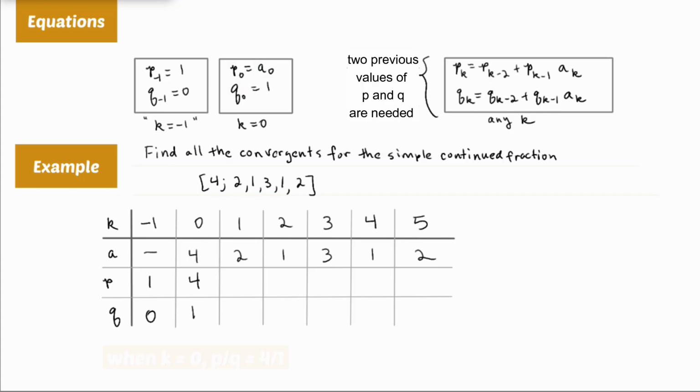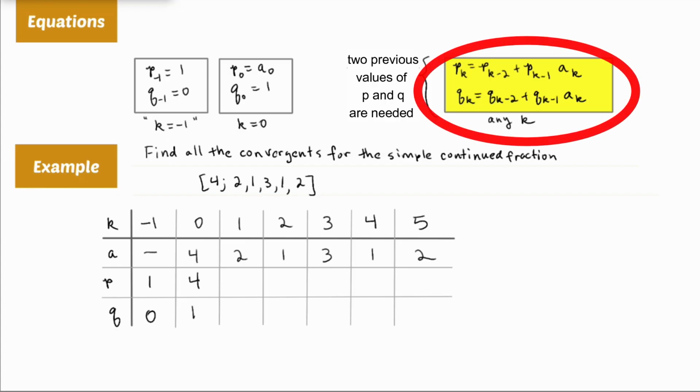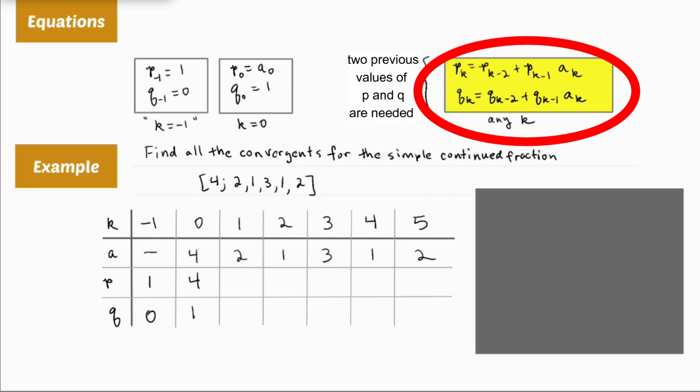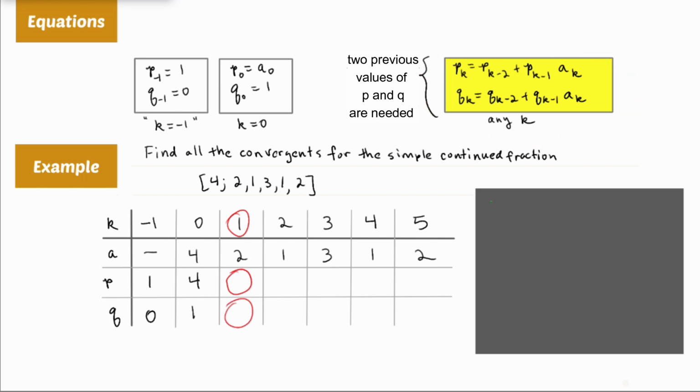Now that we have two values of p and q, we can start using this equation and continue using it for the remaining calculations. We'll get out a blackboard to show our work. Let's find p and q for when k equals 1, the p that will go here and the q that will go here. The generic equation for p is p sub k equals p sub k minus 2 plus p sub k minus 1 times a sub k. When k equals 1, this equation becomes p sub 1 equals p sub minus 1 plus p sub 0 times a sub 1.